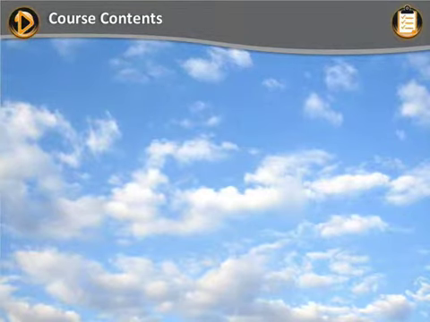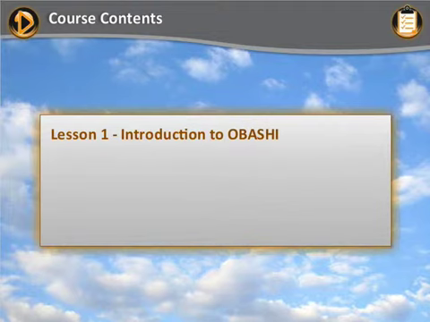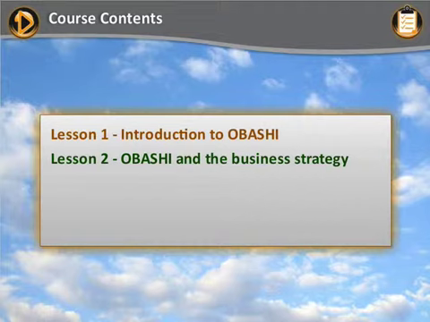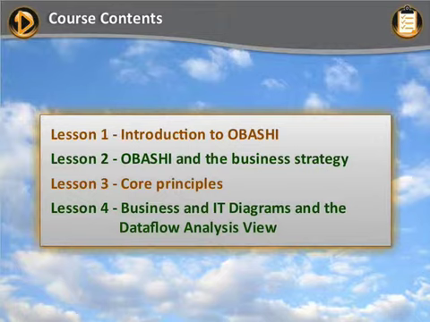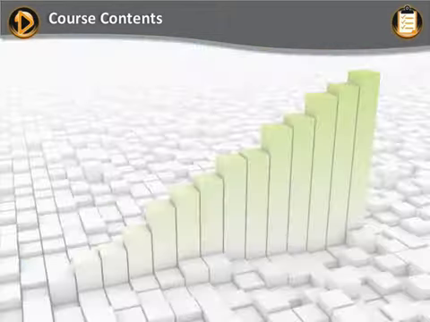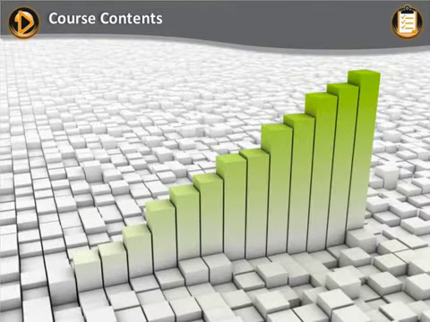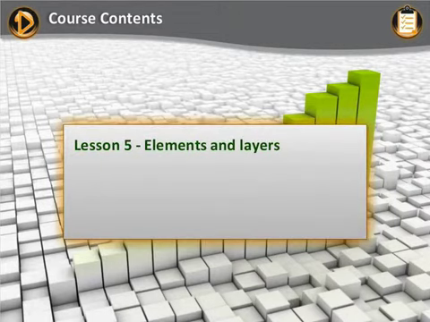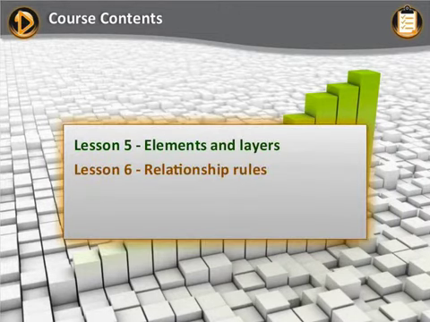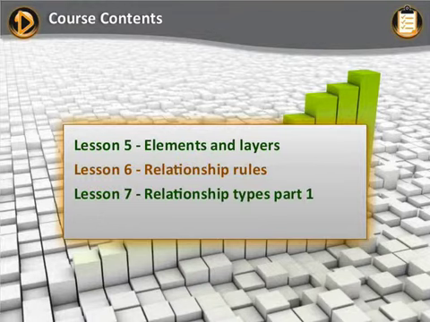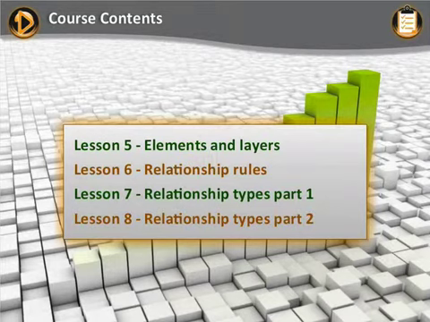You can see the first 4 lessons here. Lesson 1, Introduction to OBASHI. Lesson 2, OBASHI and the Business Strategy. Lesson 3, Core Principles. Lesson 4, Business and IT Diagrams and the Data Flow Analysis View. Lessons 5 to 8 include the topics you can see here. Lesson 5, Elements and Layers. Lesson 6, Relationship Rules. Lesson 7, Relationship Types, Part 1. Lesson 8, Relationship Types, Part 2.